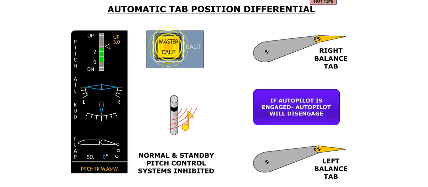If for some reason the tab position differential exceeds a certain amount, both master caution lights will flash, the amber pitch trim asymmetry message is displayed on the EWD, and the pitch trim label and pointer are displayed in amber. In addition, this condition will inhibit both the normal and standby pitch control systems. If the autopilot is engaged, this condition will cause the autopilot to disengage.